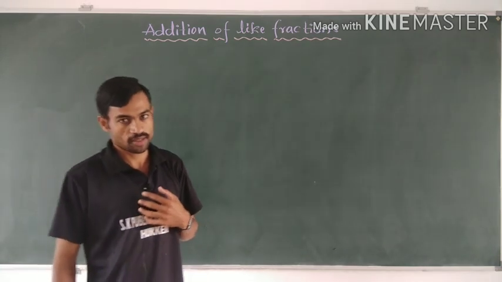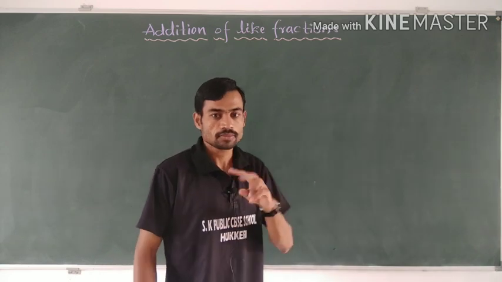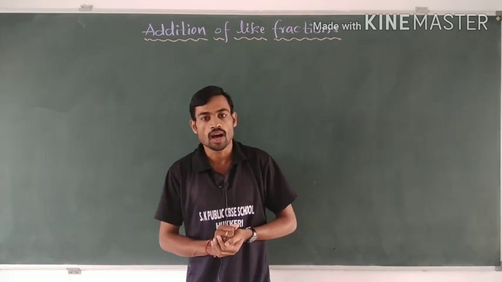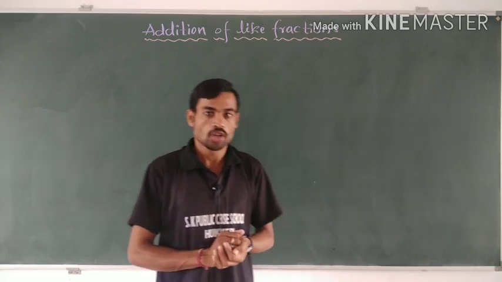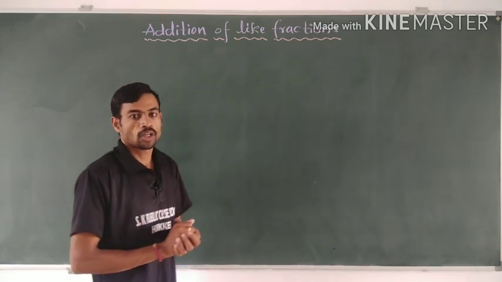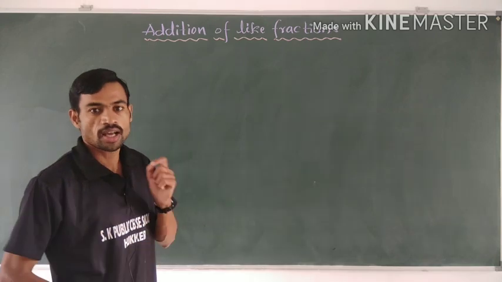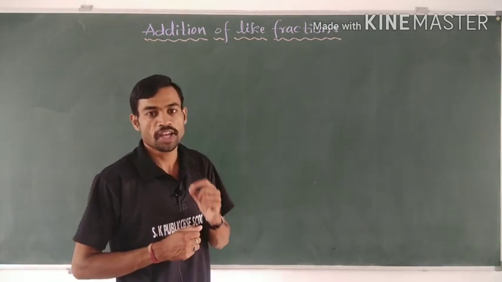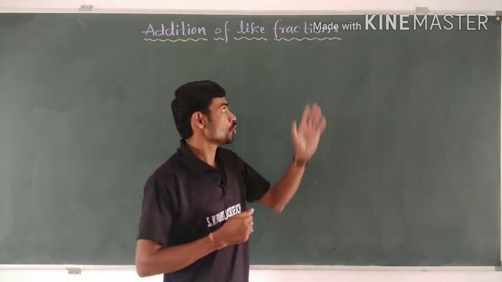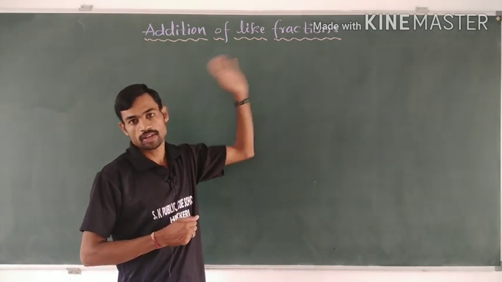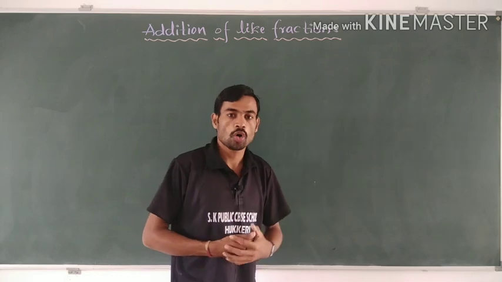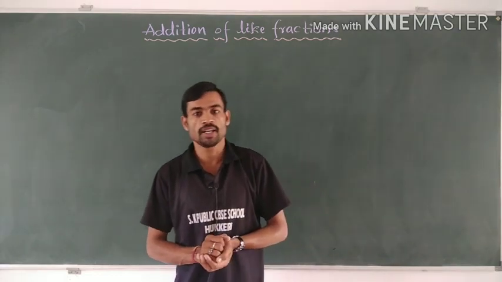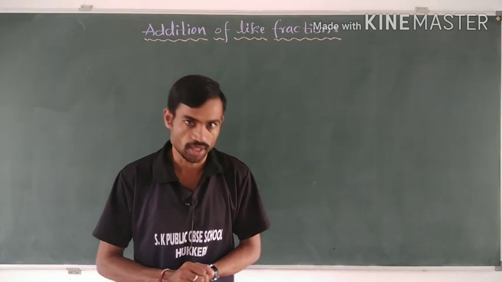As we discussed in the earlier class, there are two types of fractions, like and unlike fractions. What are like fractions? Two or more fractions are said to be like fractions if they have the same denominator. And two or more fractions are said to be unlike fractions if their denominators are totally different.